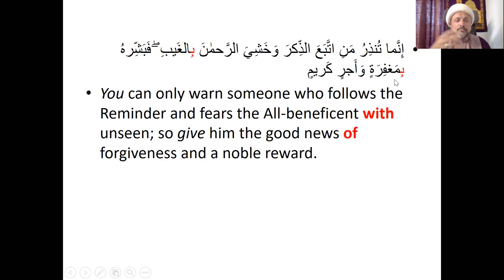Like giving glad tidings with the forgiveness that Allah will forgive him. So this glad tiding includes the forgiveness. Bi maghfiratin, give him glad tidings with the glad tidings of forgiveness. So there is bashshiru bi bisharatil maghfira, give him glad tidings of, or with the glad tidings of forgiveness. So we said that the meaning could change from context to context.